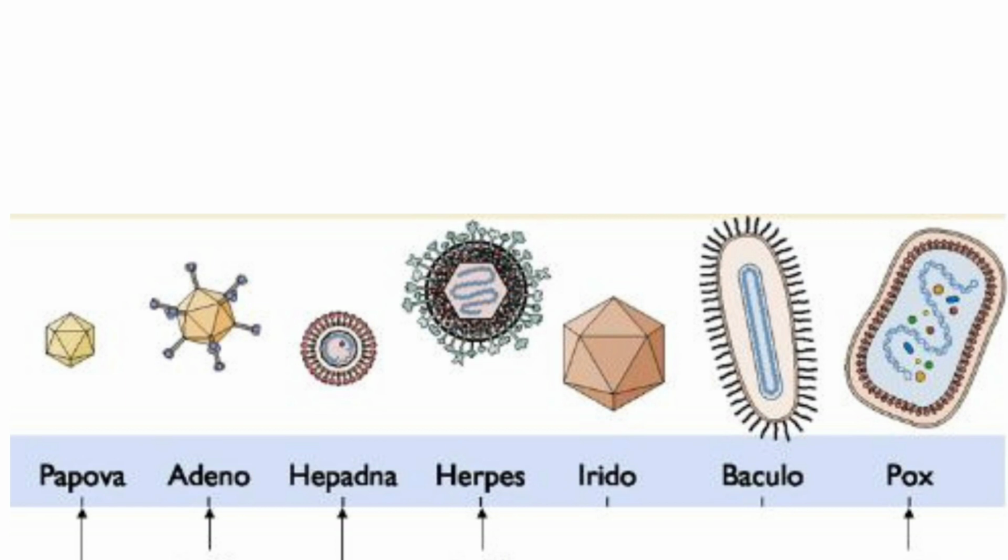This picture shows diagrams of the DNA viruses, arranged in increasing size. So parvovirus, papovavirus, adenovirus, hepadnavirus, herpes, iridovirus, and pox virus, which is the largest of the viruses.